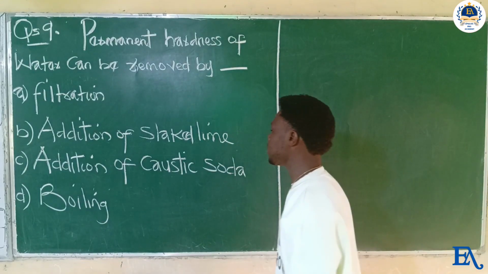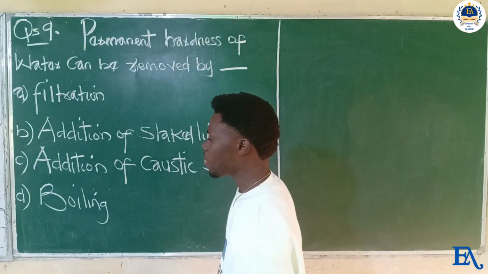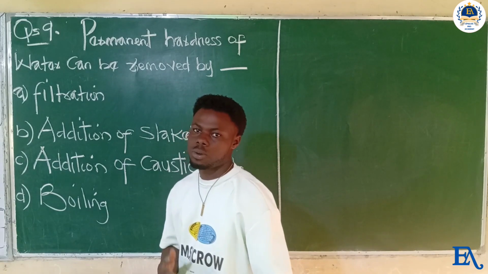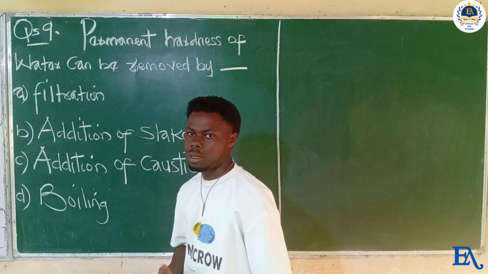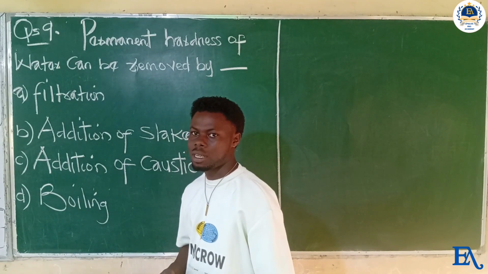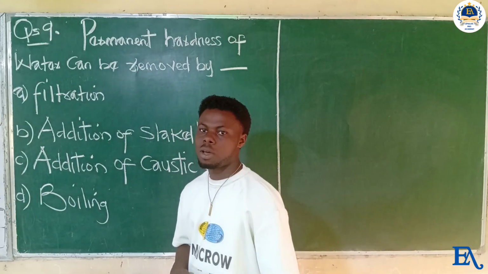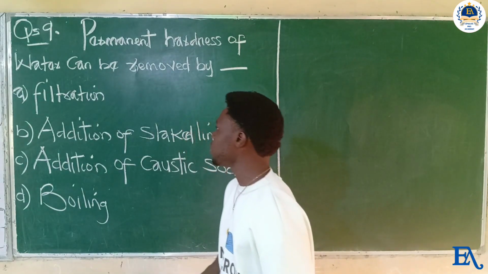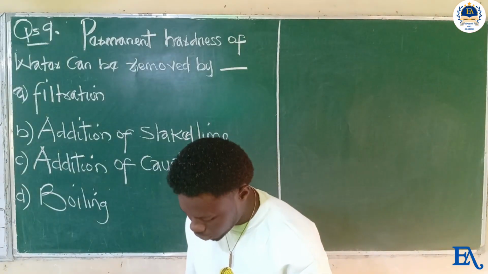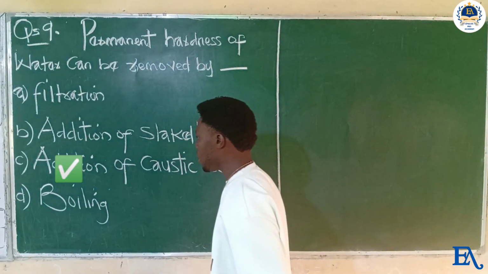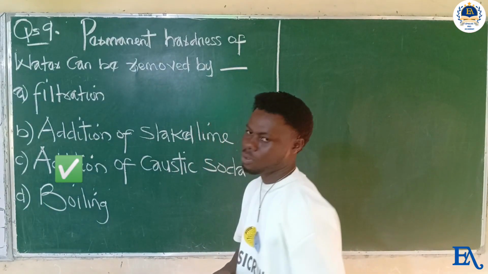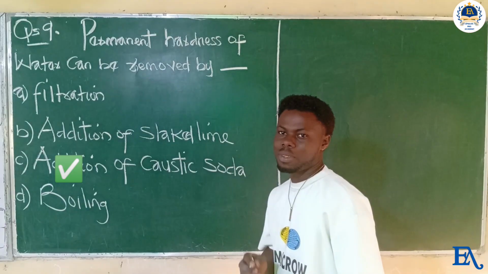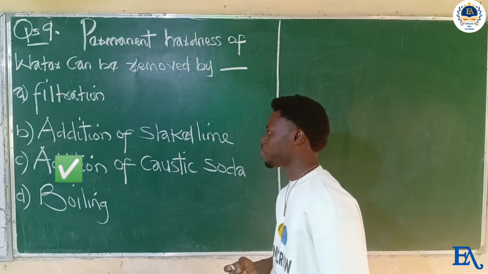Option C, addition of caustic soda. Adding caustic soda to, for example, calcium salts will definitely remove the permanent hardness of water, because a white insoluble precipitate will be formed and the hardness will be removed. Okay, so the correct option is option C. Let us look at the equation for the reaction for this. But since this is JAMB, it doesn't require it because of the time.